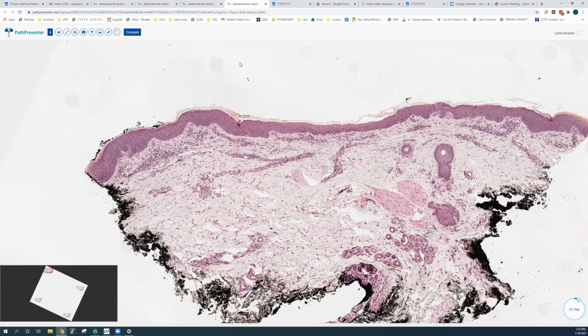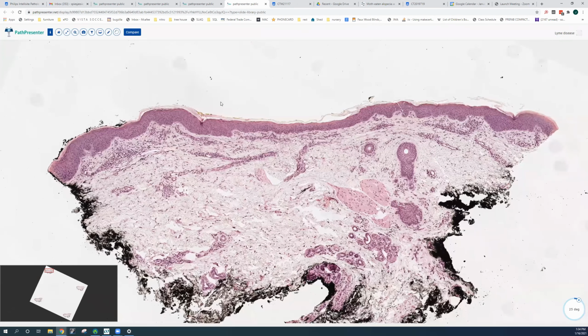This is an example from Path Presenter, and for those of you who don't know about Path Presenter, it's pathpresenter.net. It's an amazing and free site where you can view slides of various diseases. You can create your own account and library of slides, and I highly recommend this as a study tool for your boards. And it's free, so all you have to do is sign up on the web. So that's what I did today. I signed up because I needed examples of Lyme disease.